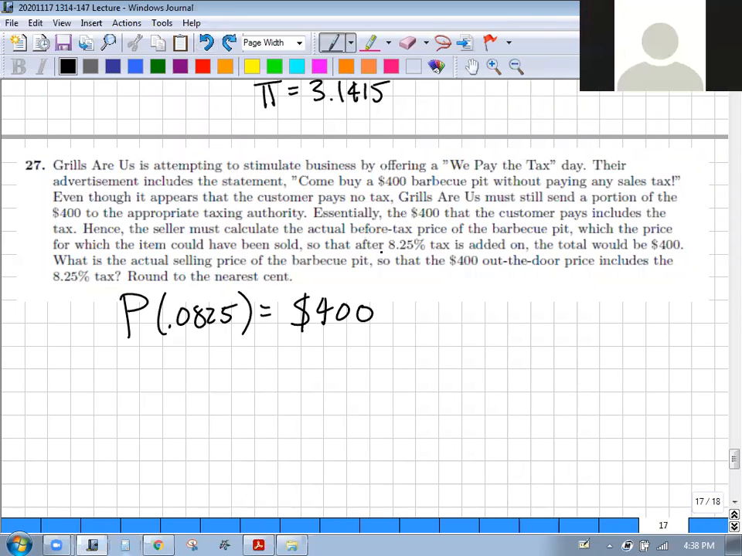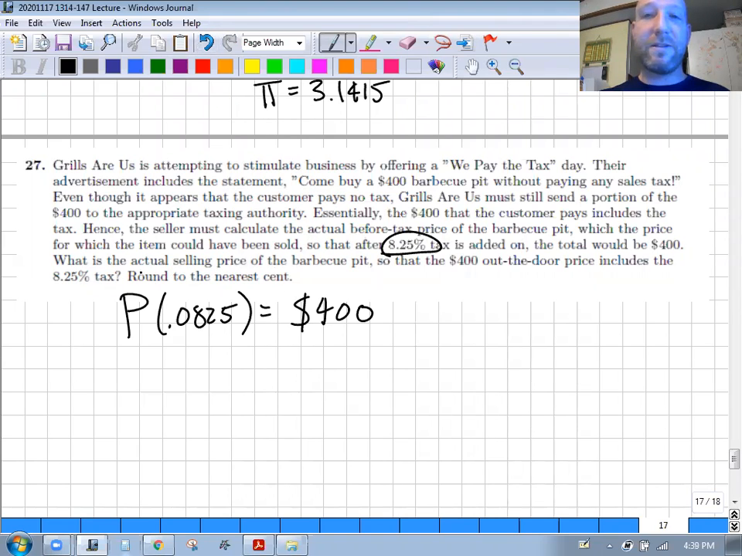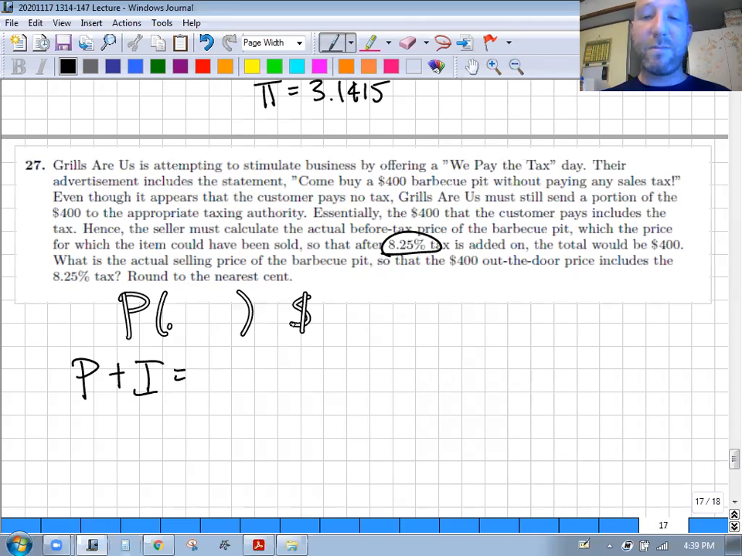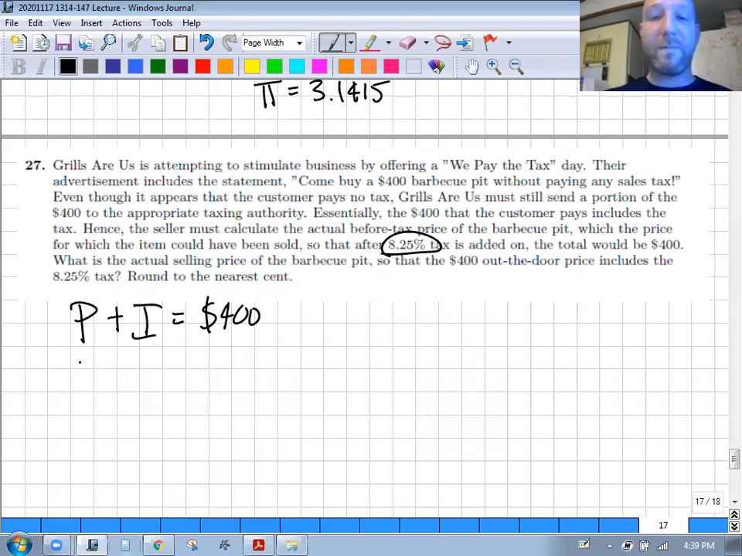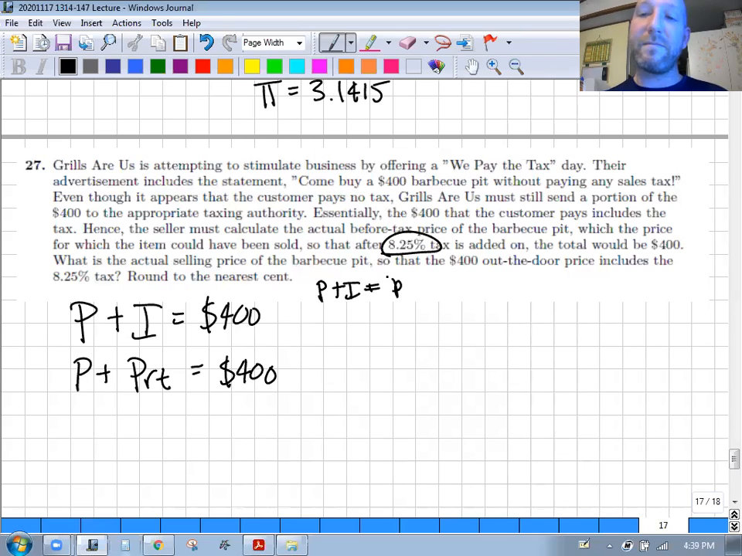All right. 8.25% tax. Here's the price. Hold on, it's a little bit more complicated than that, right? We have the price plus the interest. Let's try that again. The price plus the interest needs to be $400, right? Well, the interest here is the simple interest. Remember the simple interest? P plus I is P plus PRT, which is P times (1 plus RT). All right, that's our amount.